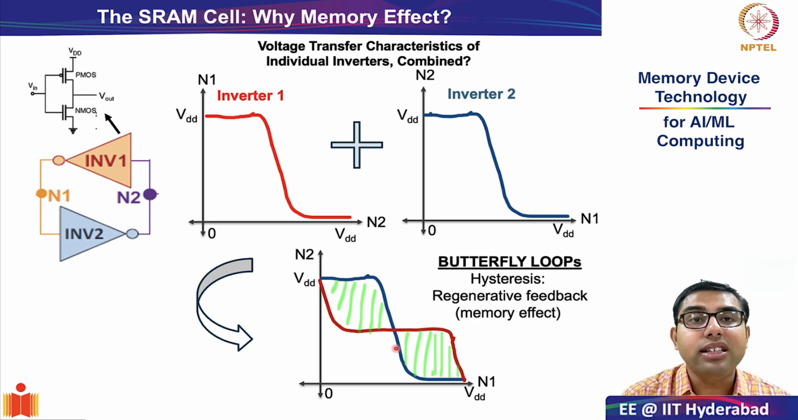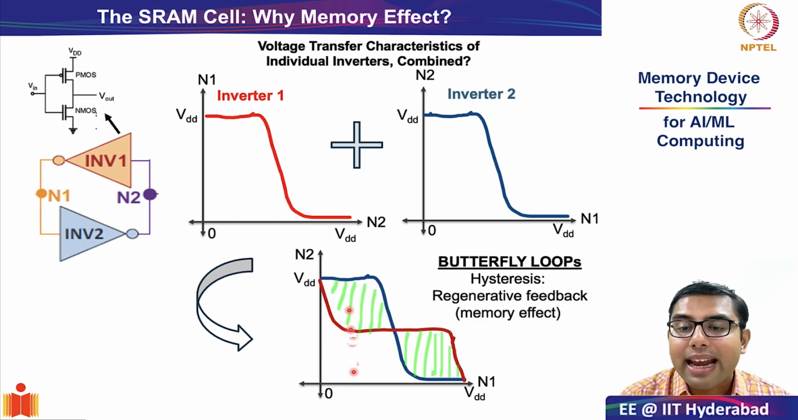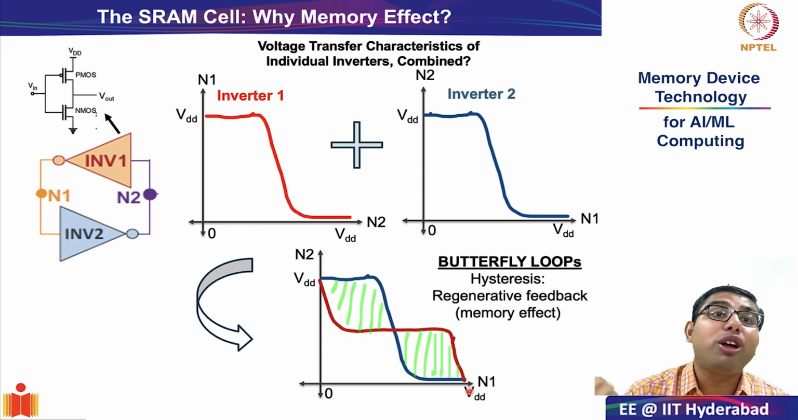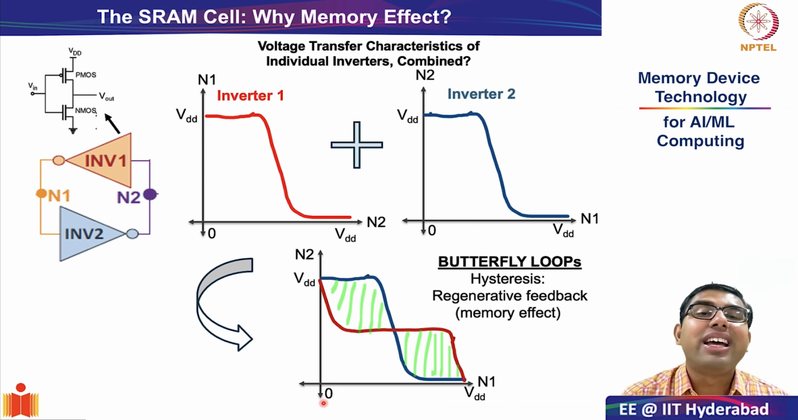What is the meaning of hysteresis? Hysteresis refers to any kind of characteristics where a particular input value need not have a single output. As you can see, a particular input N1 can have this value or it can have this value. In other words, in hysteresis, it is not necessary that if I go from 0 to VDD, the path that I follow is the same that I will follow back when I return from VDD to 0. This is another way of looking at hysteresis.